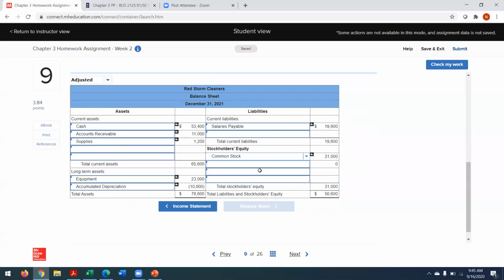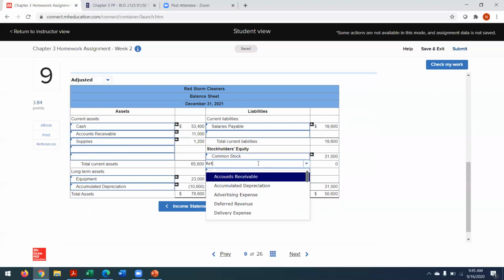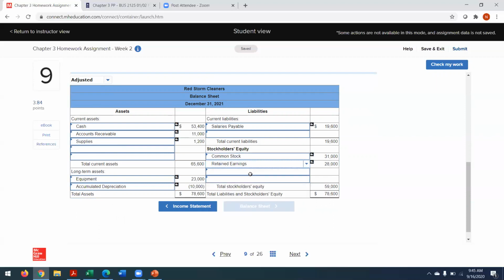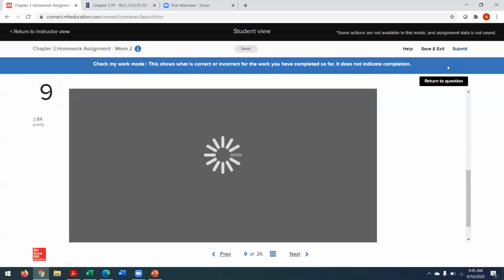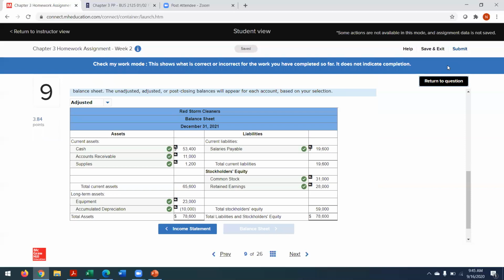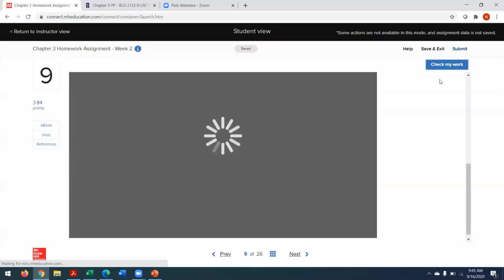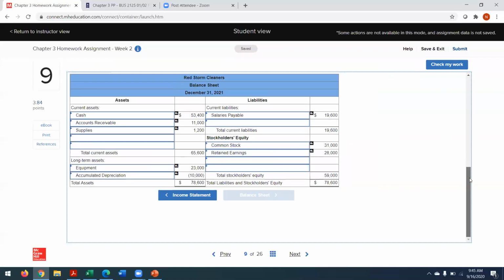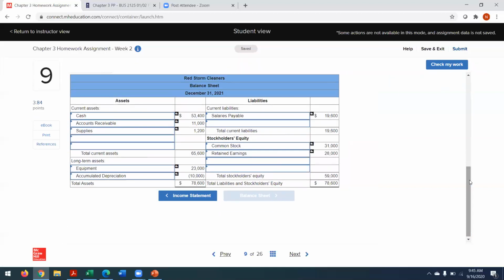My common stock, my retained earnings. There's my balance sheet. Does that make sense, guys?